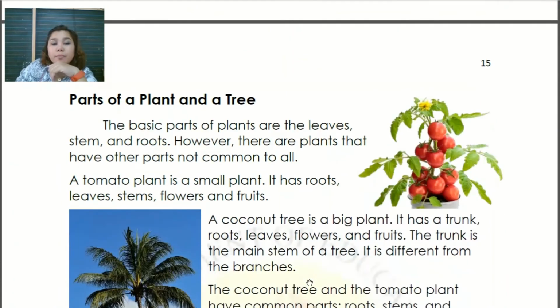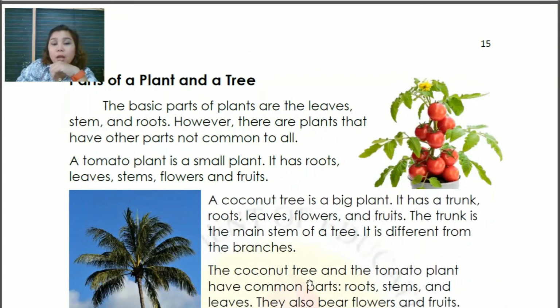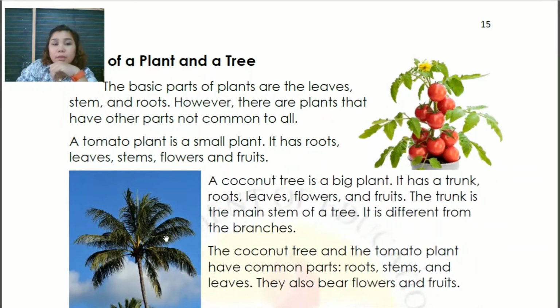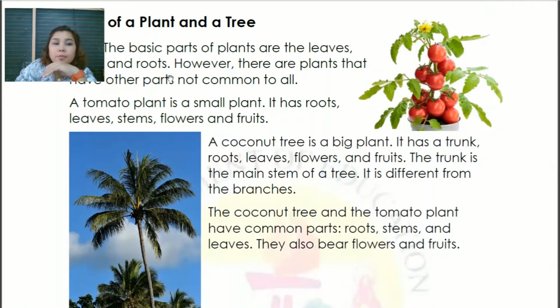So, parts of a plant and a tree. How are they different from each other? Between a plant, which is smaller or shorter than a tree. So, parts of a plant and a tree. The basic parts of plants are the leaves, stem, and roots. However, there are plants that have other parts not common to all.